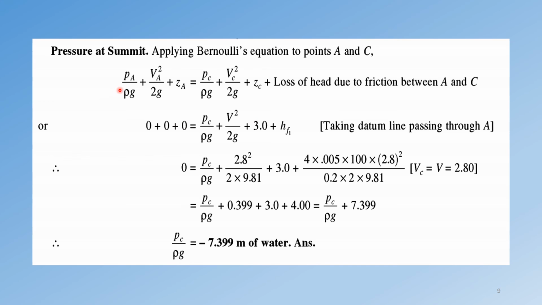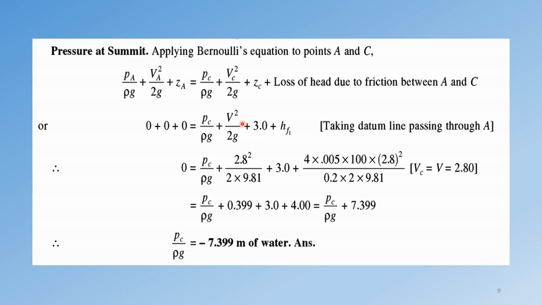Here again PA is the atmospheric pressure, VA is 0 due to static condition, and ZA is also 0. Why? Because we are taking the datum line as passing through A. From that datum line, C is at a higher elevation. So ZA will be 0, but ZC will be 3 meters. And we don't know PC and V. Substituting these values, the left-hand side will be 0. So 0 is equal to PC by rho G, which we have to find.